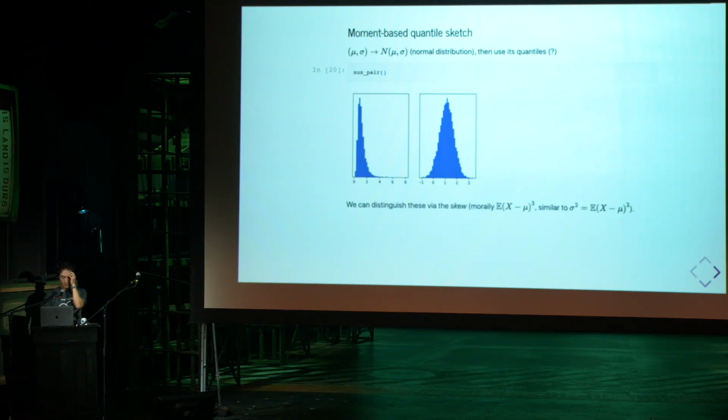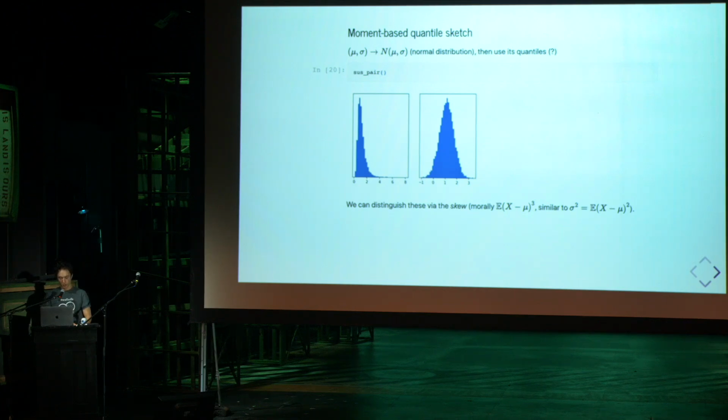And the skew is, just as you could think of the variance as the average of the squared distance to the mean, basically the average of the cubed distance to the mean. You're supposed to divide it by something, but morally this is what it is. And so if you analyze this quantity on the left, you'll get something positive, and if you analyze this quantity on the right, you'll get 0.